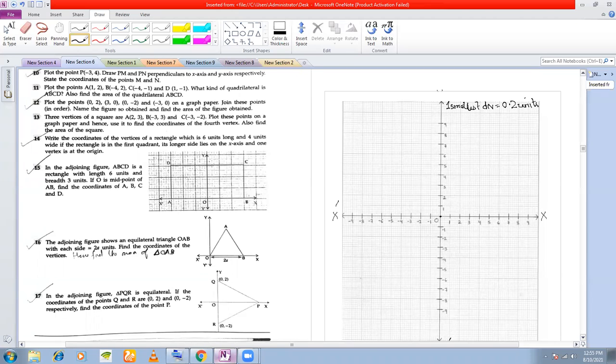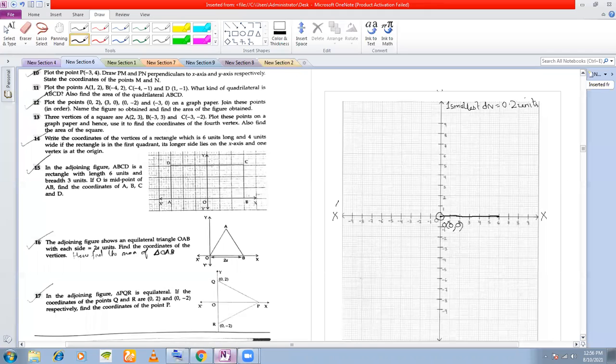Yes, sir. So one vertex of the rectangle is here. So let's mark it. This is your one vertex, origin 0, 0. This is a coordinate. Now the rectangle lies in the first quadrant. That means the rectangle lies somewhere over here. And the length of the rectangle is how much is it given? 6 units.